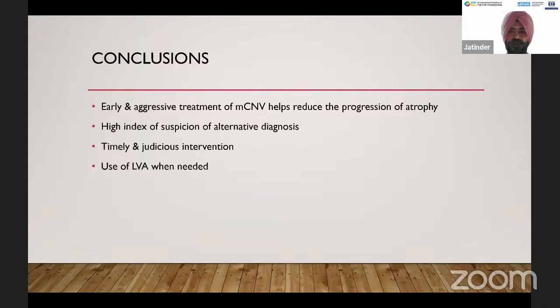This is all we have so far for these eyes. High index of suspicion of an alternative diagnosis should always be kept in mind. Timely and judicious intervention and use of LVA whenever needed.